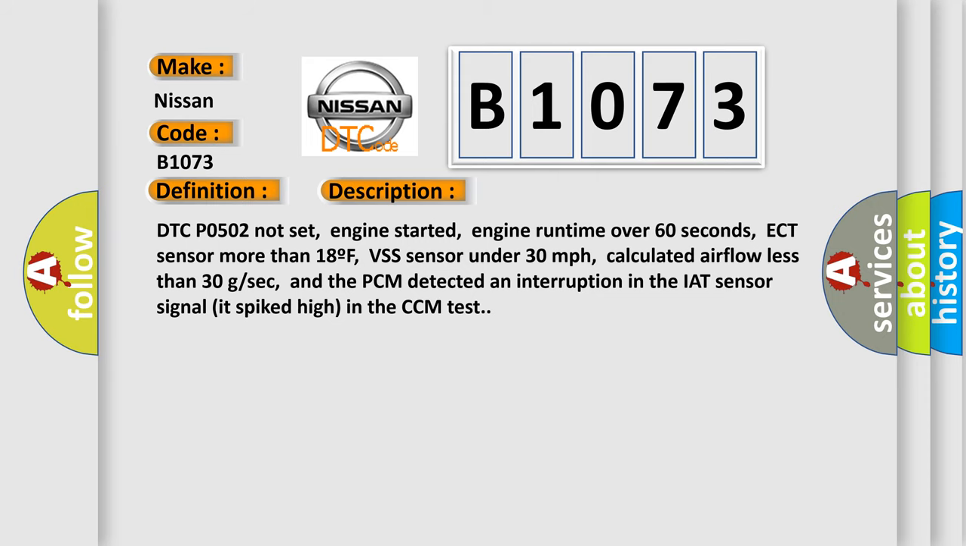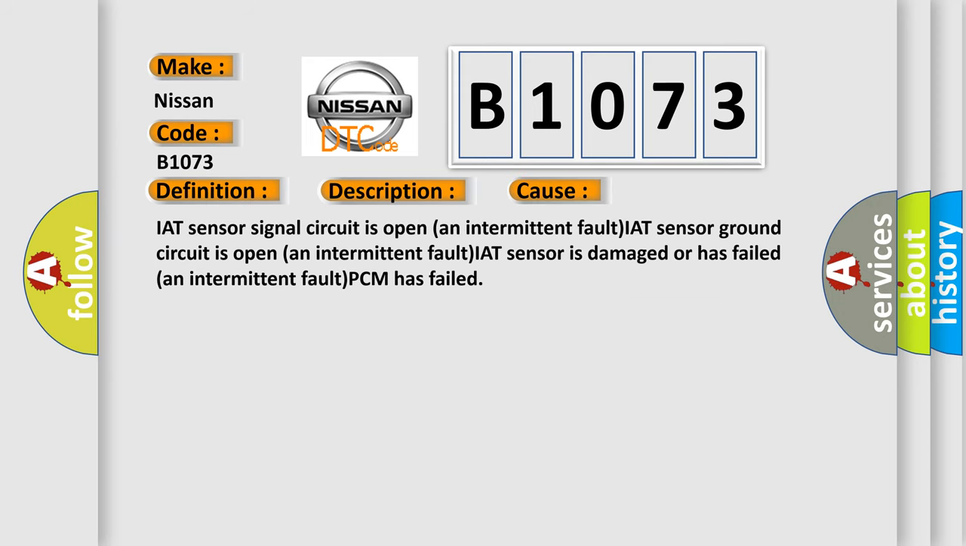This diagnostic error occurs most often in these cases: IAT sensor signal circuit is open and intermittent fault, IAT sensor ground circuit is open and intermittent fault, IAT sensor is damaged or has failed and intermittent fault, PCM has failed.